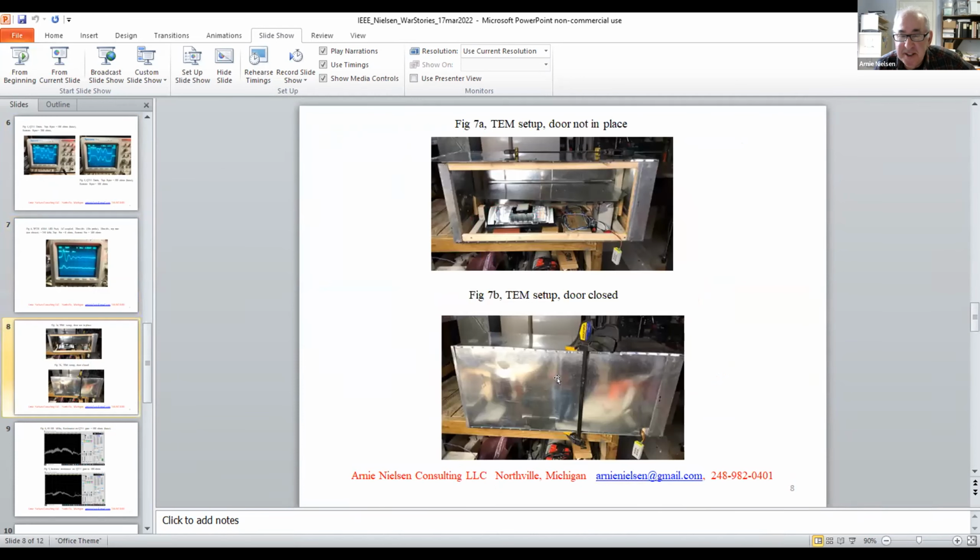And here's my old Franken-Tem cell, call it. I presented it in the January presentation. So I stuck it in there. There's the top pictures with the door open. And the bottom picture is with the door closed with this $300 EMC clamp on it. You really need that to block out everything that's in the area.